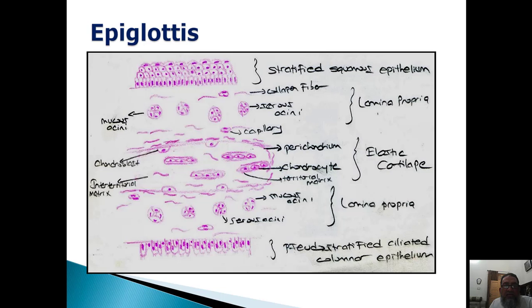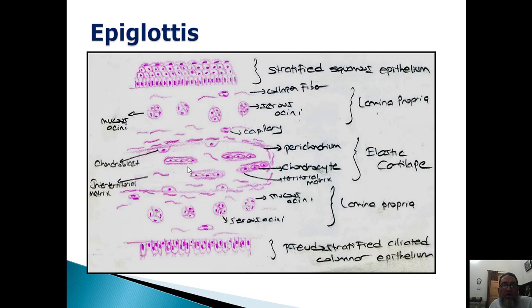Then is the cartilage, which is the elastic cartilage. Elastic cartilage is important because this lid-like structure is highly elastic. Flexibility: it moves down to close the tracheal opening, and it moves up to open the trachea. So the opening and closing of the epiglottis is important, and for this, nature has provided the elastic cartilage.